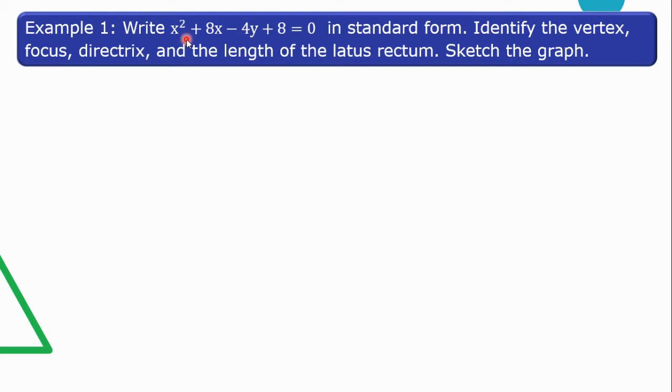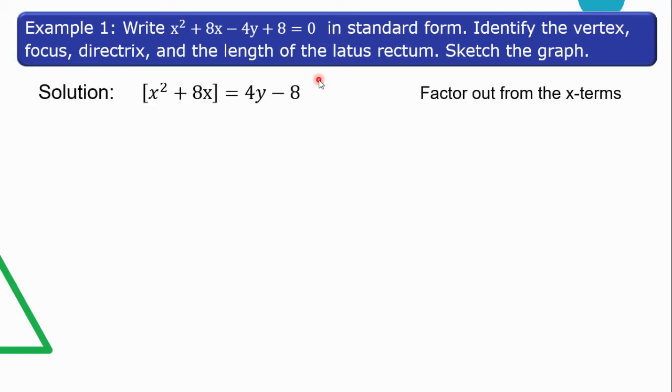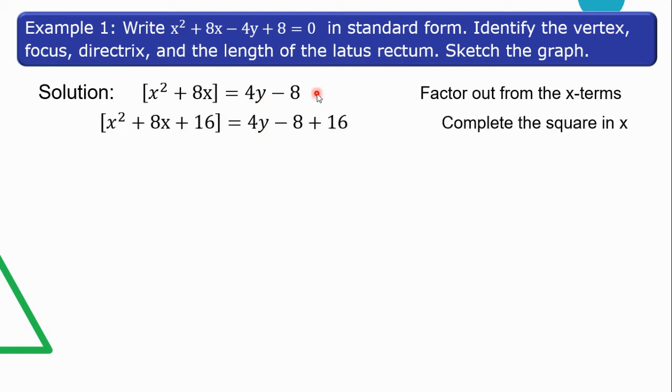So to know better whether it is downward or upward, we will convert or transform it into standard form. Okay, so how? First, let us factor out 4y and 8 from the x term. So we group x squared plus 8x, and the other side is 4y plus 8, which becomes 4y minus 8. So we can already see the orientation of the graph.